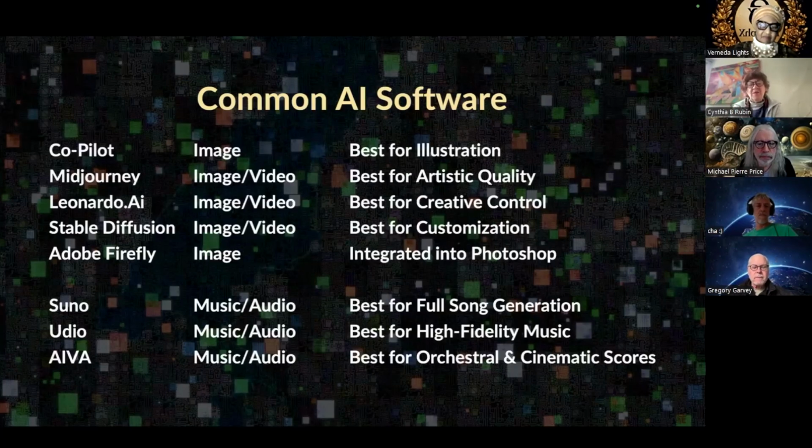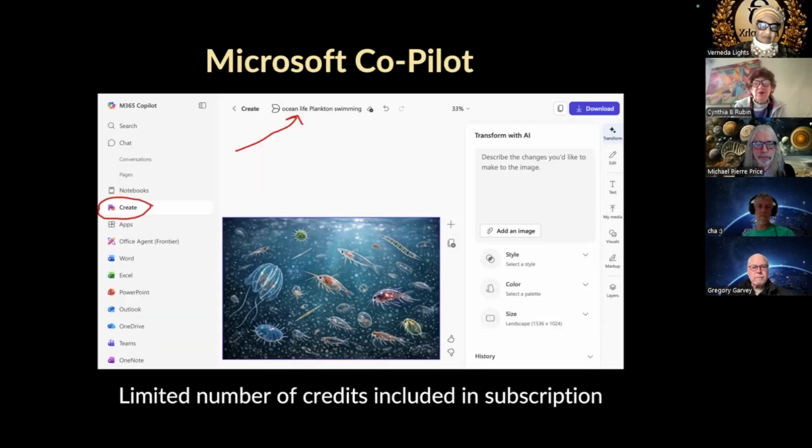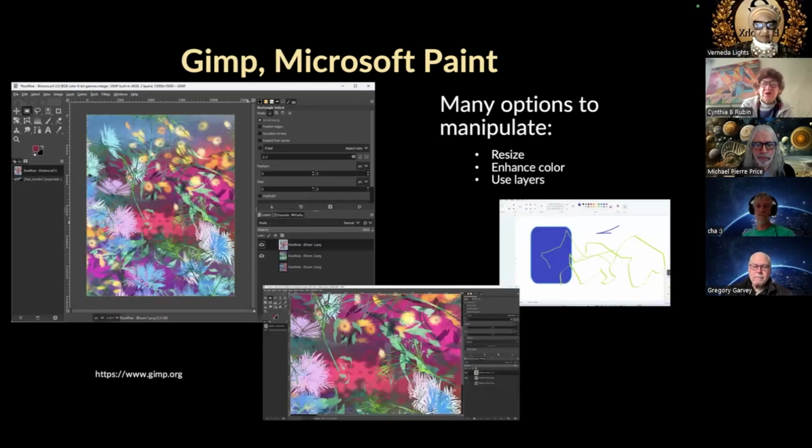Here are some common AI software, and you have Copilot from Microsoft, so it's on your computers. It's really easy to use: you open up Copilot, and you have some credits. Credits are how many images you can make.